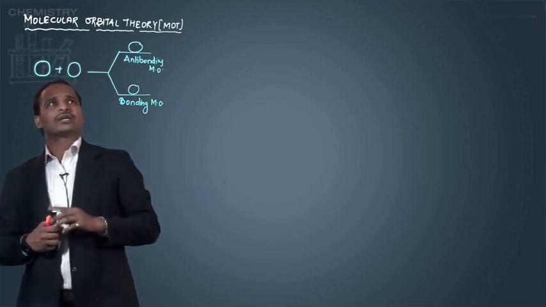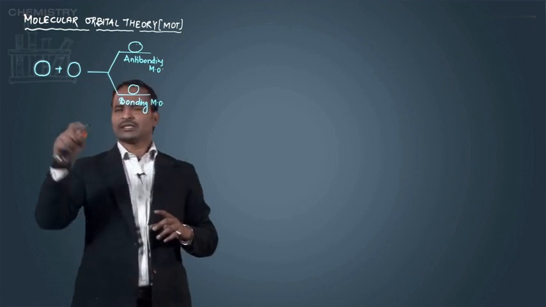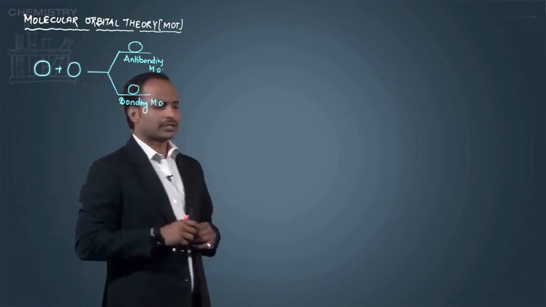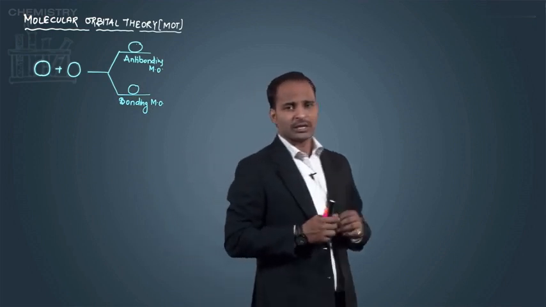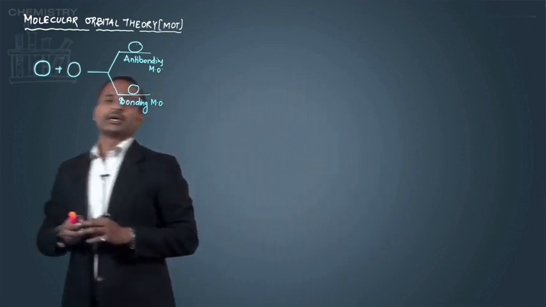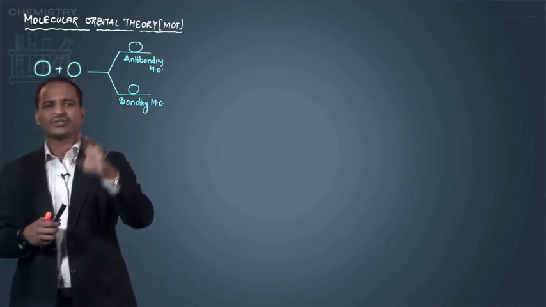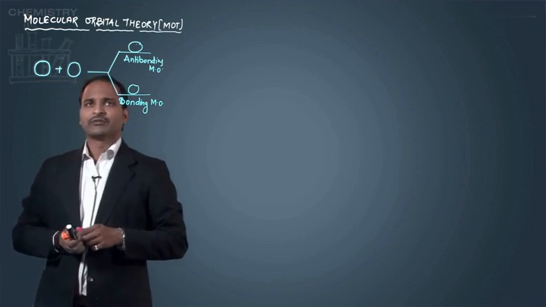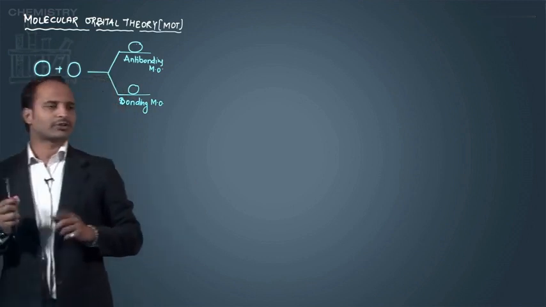Now, after the molecular orbital theory, two atomic orbitals combine together and form two molecular orbitals. How do these atomic orbitals combine to form molecular orbitals? To explain this combination we have various theories, one of which is called the linear combination of atomic orbitals.